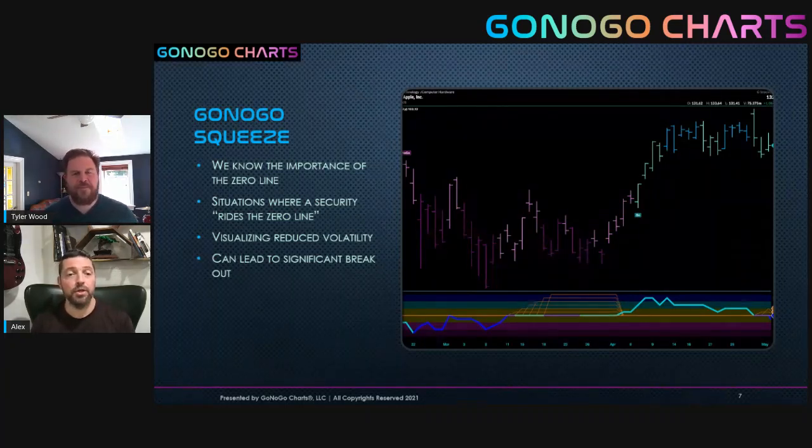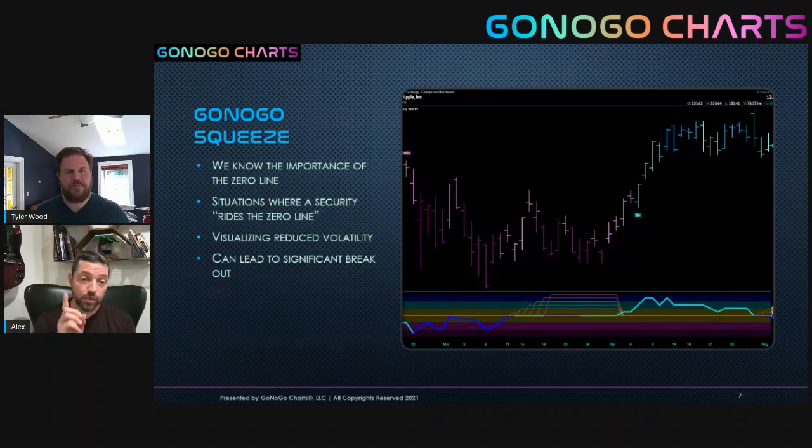And I've worked with so many people that are always looking for these Keltner band squeezes, Bollinger band squeezes, that idea of a coiled spring, that shrinking of volatility that leads to a significant breakout in a certain direction. So I wanted to find a way to visualize that as well in the chart. And what we've noticed is that whenever that period of price action is consolidating sideways or moving with much more reduced volatility, the GoNoGo oscillator will ride the zero line, meaning that it'll stay at the zero line for a significant period of time.